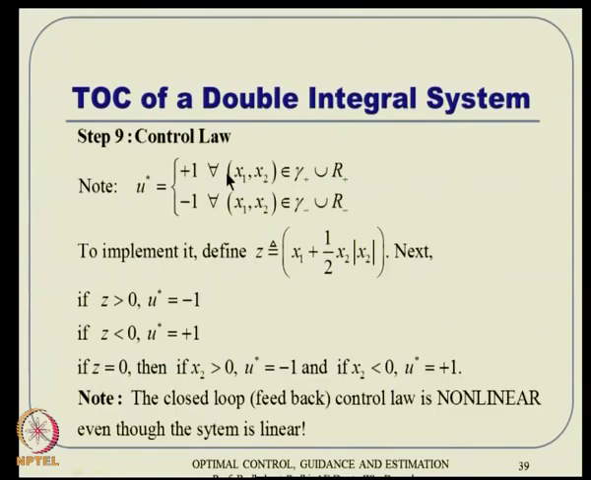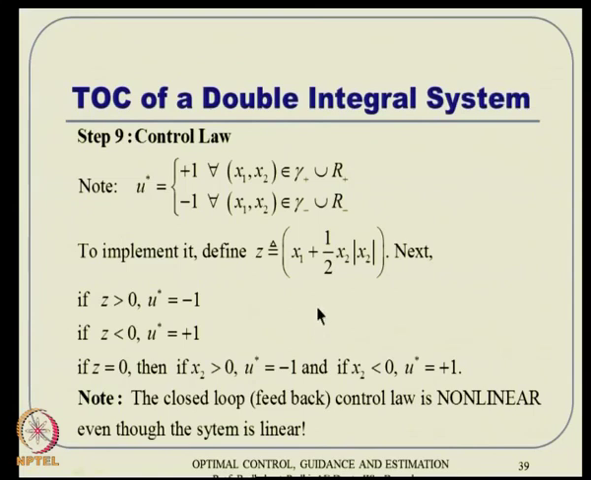Alright, so what is the final form of the control law? It turns out that it is positive 1, plus 1, if it happens to be in this region, negative 1 if it happens to be in that region. But to implement it, we can define this quantity z, that is nothing but this expression, and if z happens to be positive, then we apply minus 1; if z happens to be strictly negative, we apply plus 1. And if z happens to be exactly 0, then depending on x2: if x2 is positive, we apply minus 1, and if x2 is negative, it happens to be plus 1. That is on the switching curve, and these are outside the switching curve.